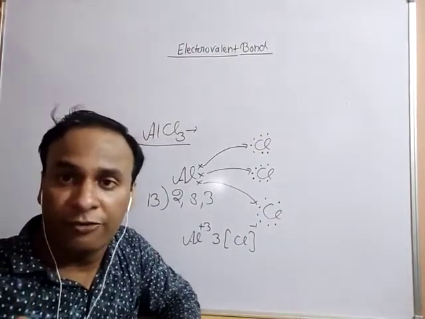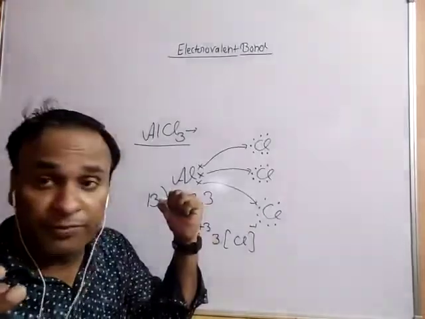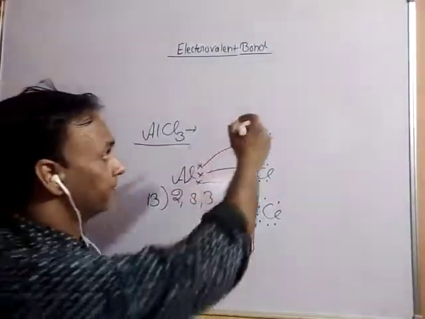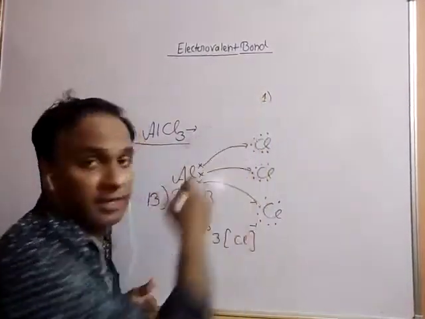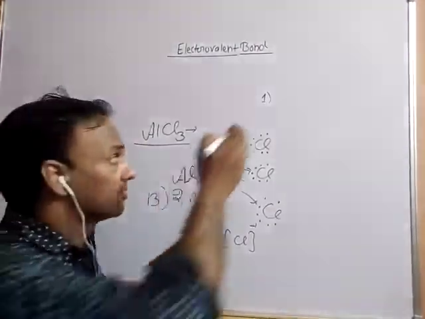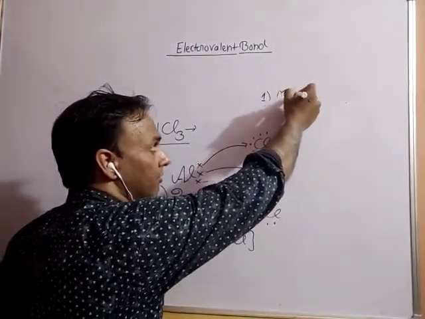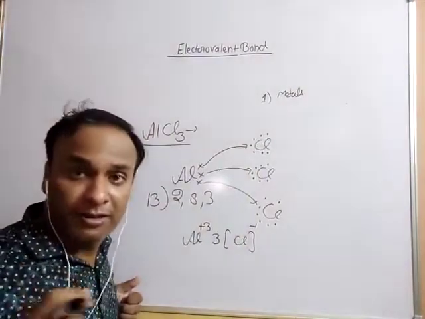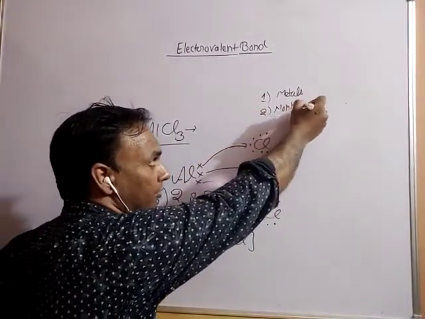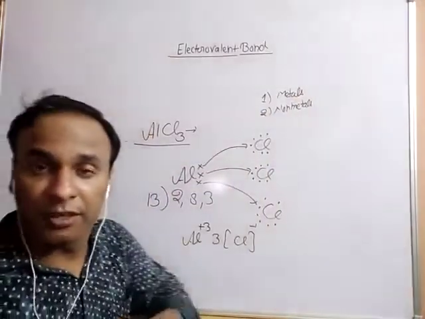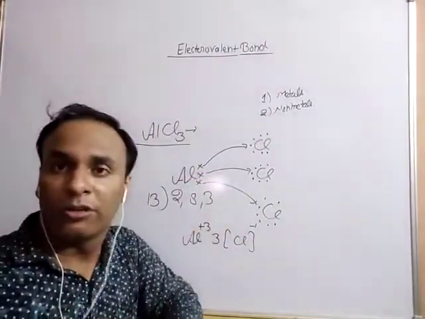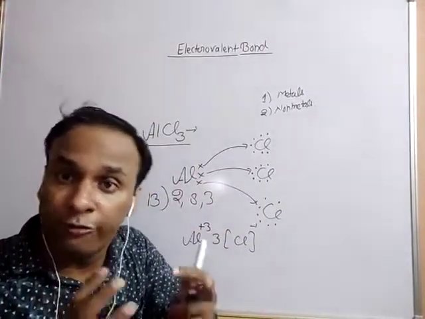Then how will you identify when an electrovalent bond is formed? The necessary condition to form electrovalent compounds, the first condition, is that one atom should be a metal while the other should be a non-metal. Clear? Between metals and non-metals, electrovalent bonds, that is ionic bonds, are formed.